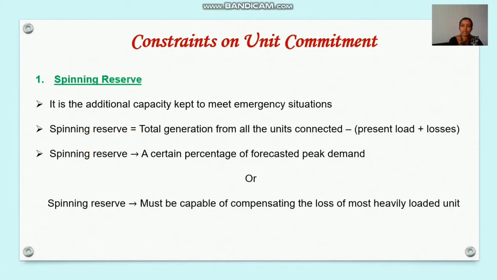Now how do we know how much spinning reserve to keep in a system? How much power has to be kept as a reserve in a particular system? So there are two methods for calculating the spinning reserve. First one, a certain percentage of forecasted peak demand will be kept as a spinning reserve. We know the load forecast is there with us. So from that we know what will be the peak load coming to that system, and a certain percentage of that peak load demand will be kept as a spinning reserve.